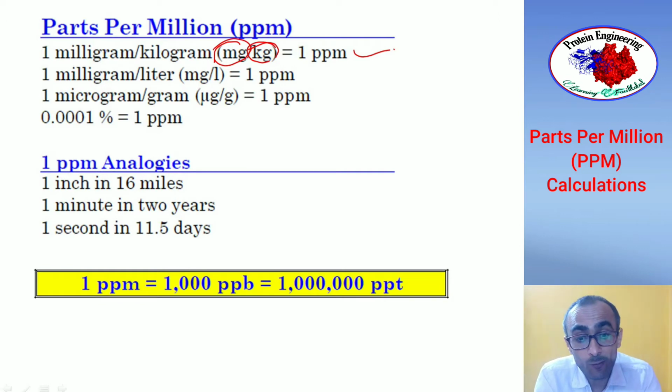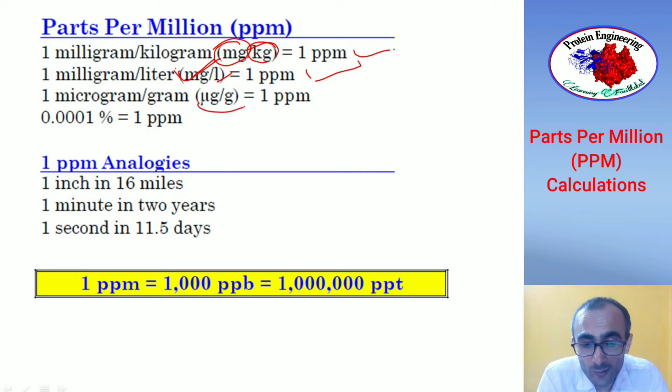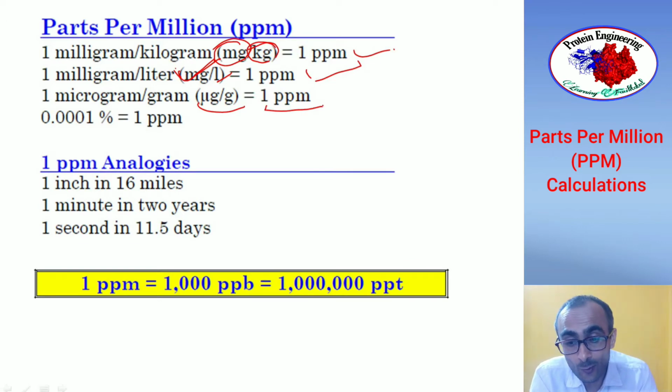Or even if you have 1 milligram per liter, so in 1 liter you will have 1 million milligrams. The liter can be converted into gram, because 1 liter is equal to 1 kilogram in case of water. So 1 liter would contain 1 million milligrams, so that is also equal to 1 ppm. Similarly, 1 gram contains 1 million micrograms, so that's why 1 microgram per gram is also equal to 1 ppm. Or even 0.001% of anything, that is also equal to 1 ppm.